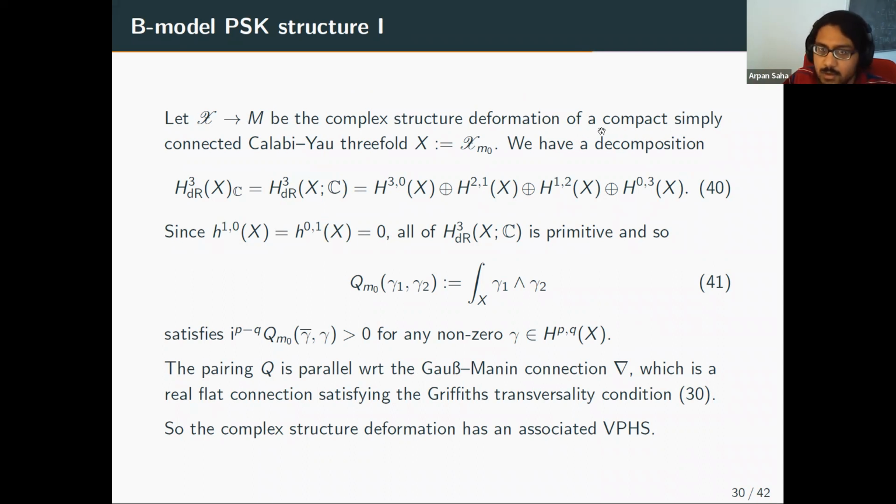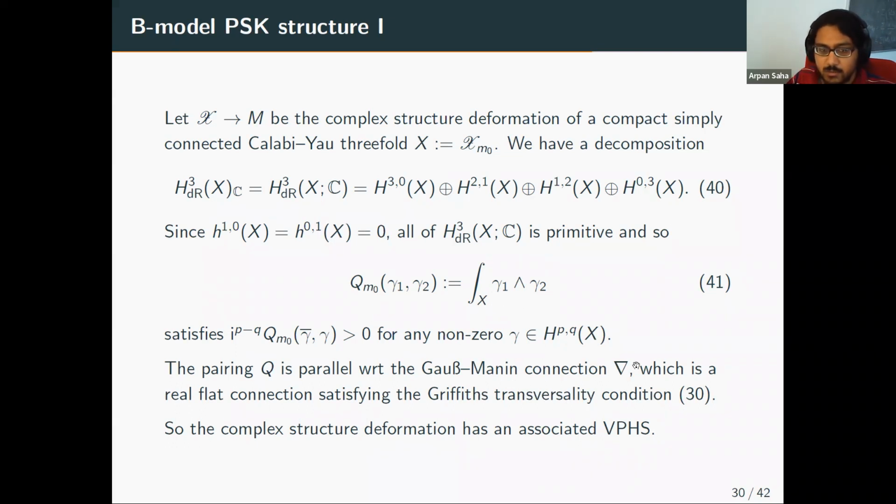on the complex structure deformation of a compact simply connected Calabi-Yau threefold. Okay, and you have the usual Hodge-Dolbeault decomposition, the polarization of the variation of polarized Hodge structure that is given by just the wedge product, and the fact that it satisfies the conditions of the definition is because of the fact that all of the three-forms are primitive, because we assume that this is simply connected. And then you have the Hodge-Riemann bilinear relations, which guarantee that this in fact satisfies the conditions of the definition.